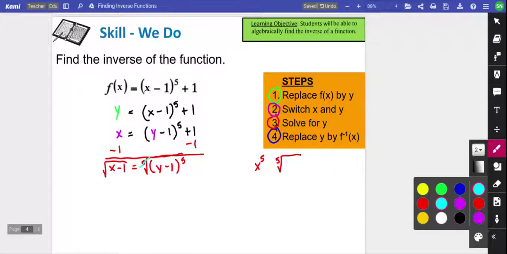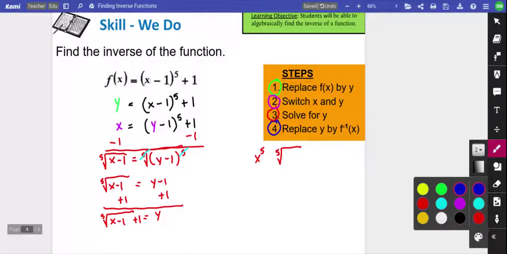Those two cancel out, and all I'm left with is y minus 1, which was on the inside. On the other side, I have the 5th root of x minus 1. Adding 1 would be the last step in here. Y equals the 5th root of x minus 1, plus 1. Then we move on to step 4, and we replace the y with the inverse of f of x, and we have found our solution.